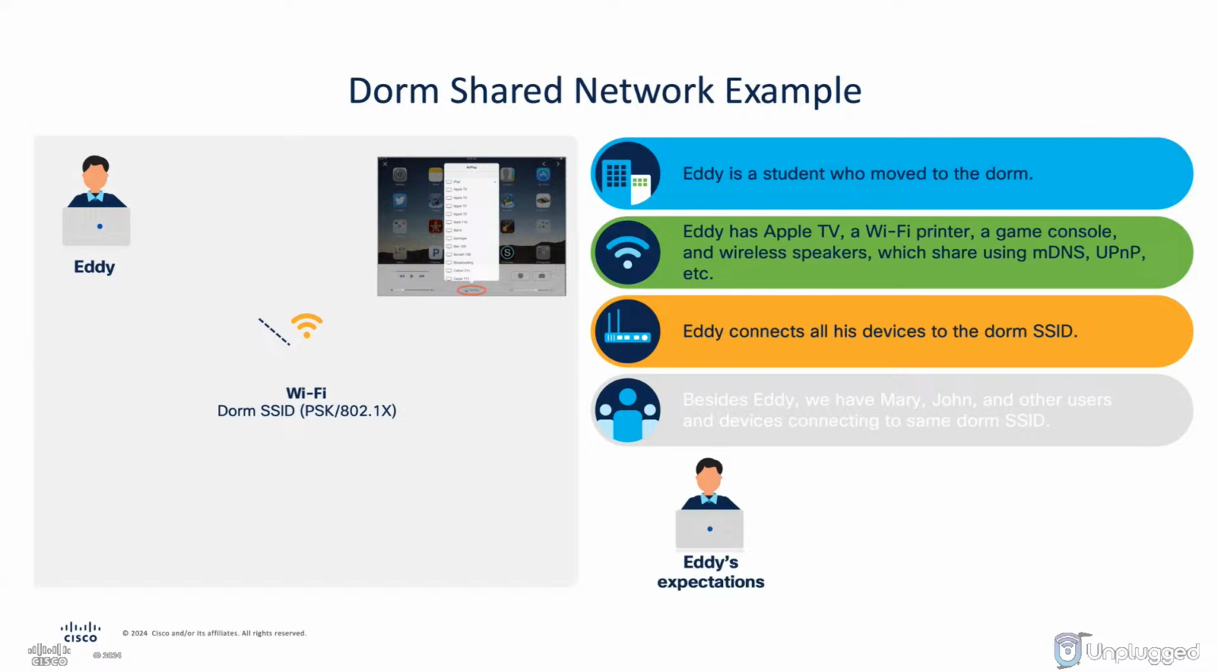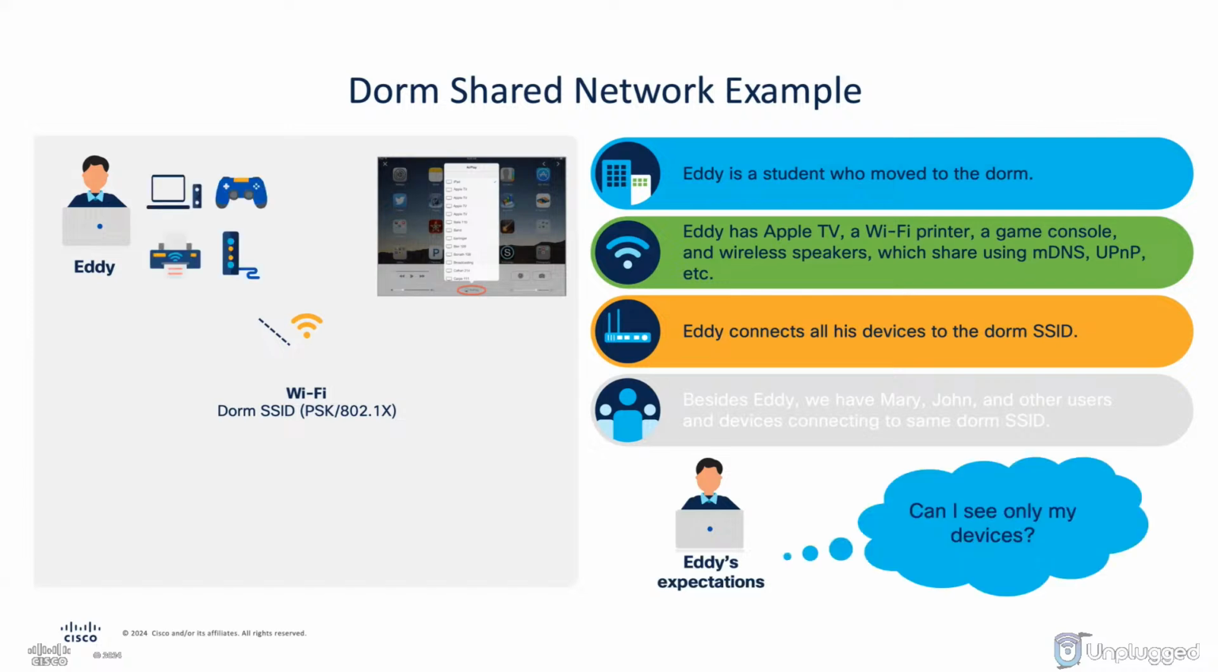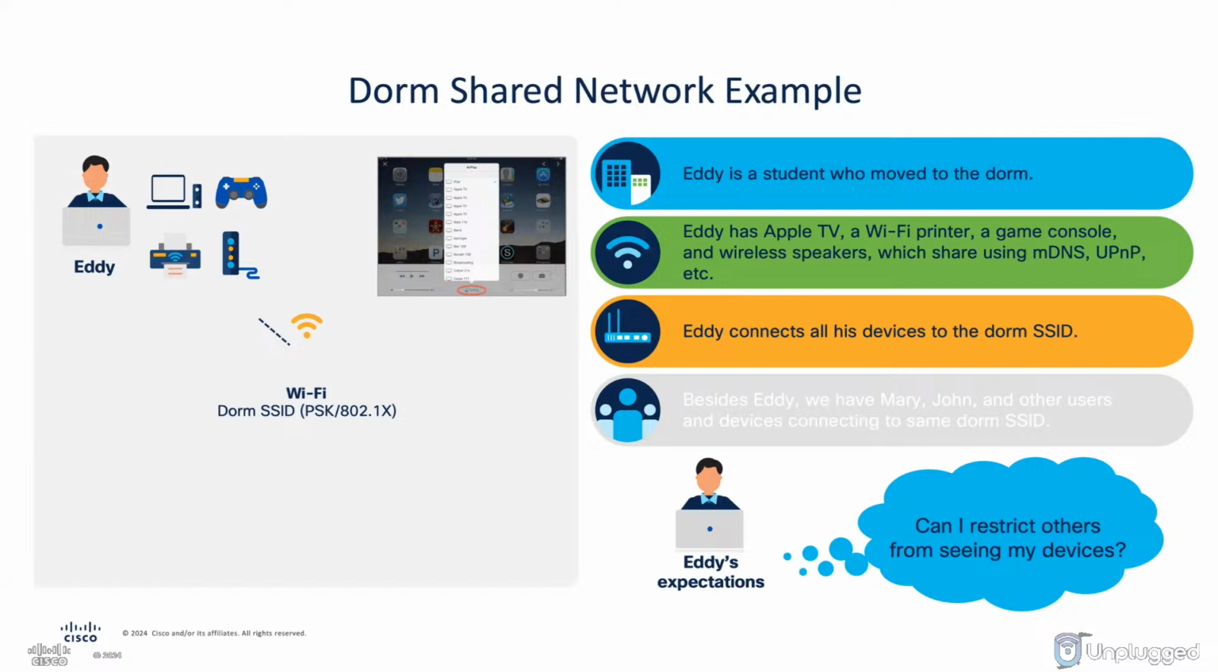So Eddie's expectation in this world is that he can see only his devices, right? Kind of makes sense. I come from a home network where I can only see my devices. I don't see my neighbors' devices, even though they're on a different network. So my expectation is I only want to see my devices. I want to restrict others from seeing my devices too. I don't want somebody sharing a video in the middle of the night to my Apple TV just because they're part of the same dorm network that I am. So I want to make sure that I have some security as part of that too.